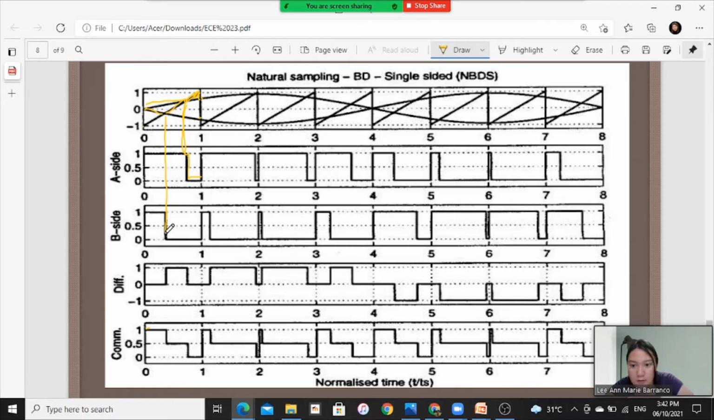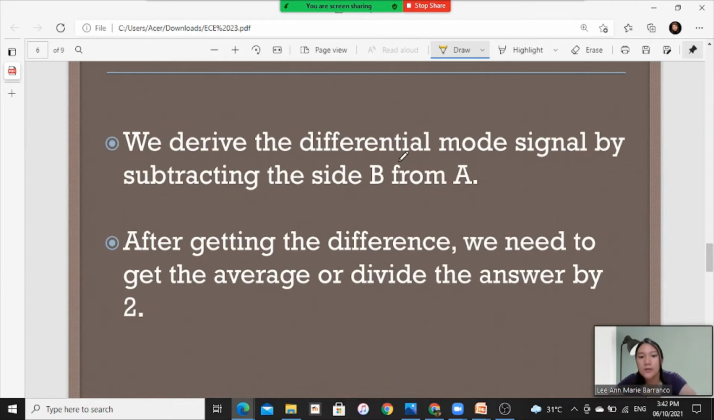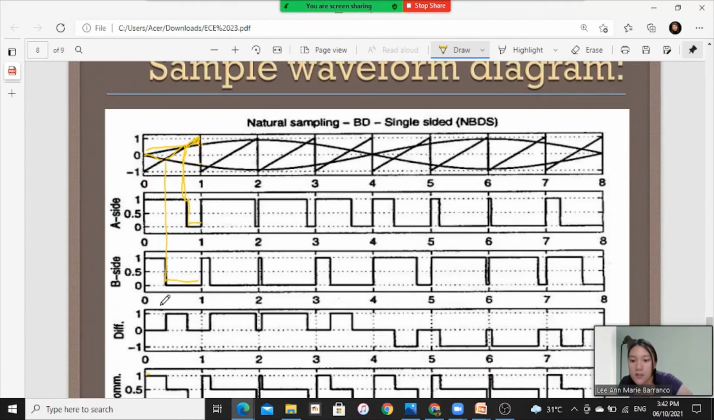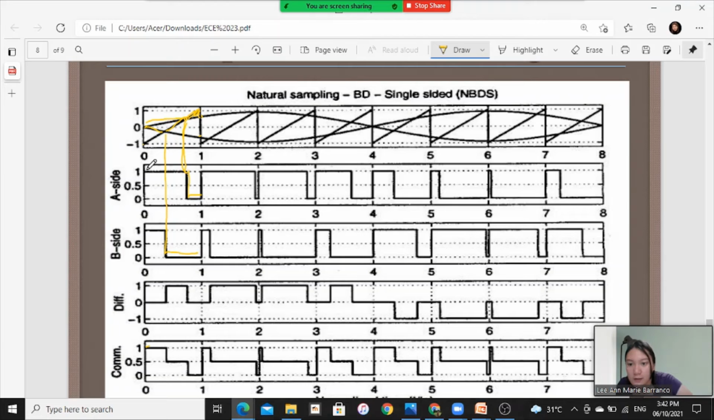For the differential mode, we derive the differential mode signal by subtracting side B from side A and getting its average. So first we have here positive 1 minus 1, so that would be 0. At this point, the differential equivalent is 0. And from here up to here, we have side A of positive 1 and side B of negative 1. So 1 minus negative 1 is equal to 2.